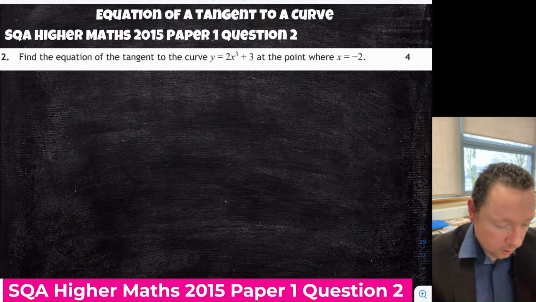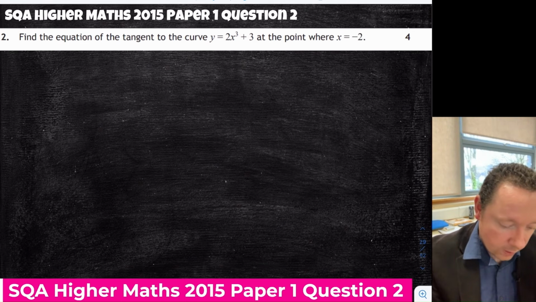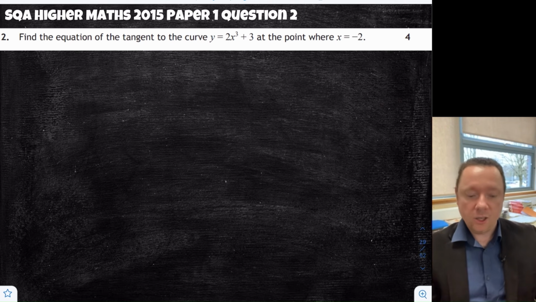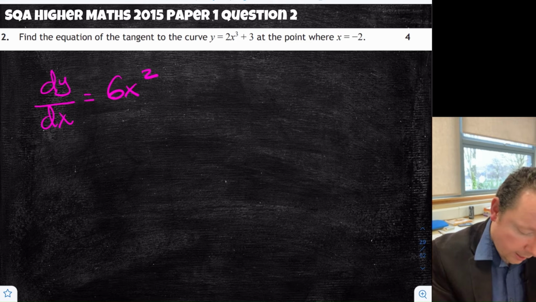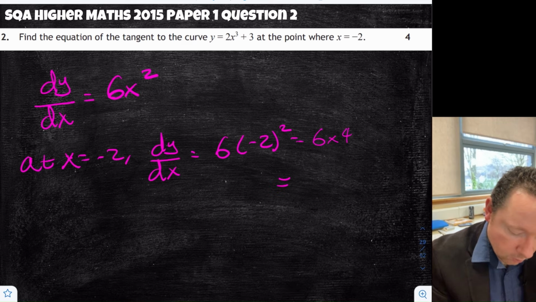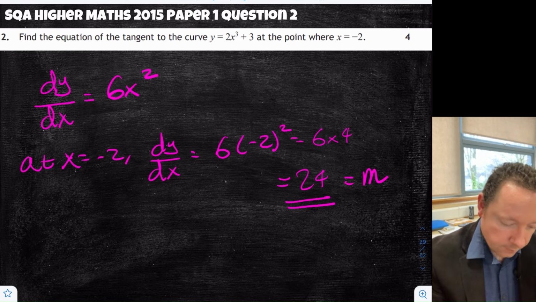Equation of a tangent to a curve. SQA Higher Maths 2015, paper 1, question 2. Find the equation of the tangent to the curve y equals 2x cubed plus 3 at the point x equals minus 2. Equation of a tangent means differentiate and sub in the number. So step 1, dy by dx. 3 times 2 is 6x squared. So at x equal to minus 2, dy by dx equals 6 times minus 2 squared. 6 times 4, which equals 24. So dy by dx is 24, which remember is equal to our gradient m.